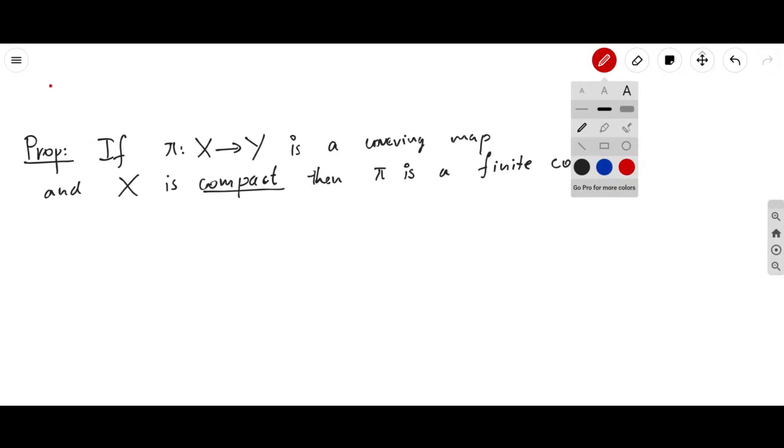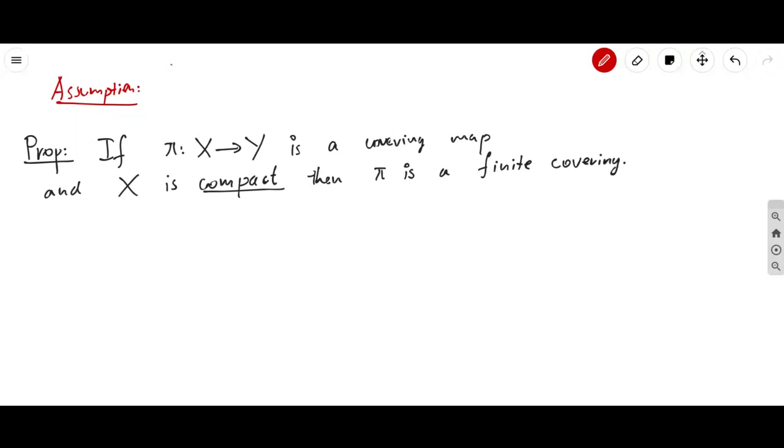Let me just say what the assumption here is, as we've said. We assume that spaces are path connected, locally path connected, and we said you can also assume that they're Hausdorff. In this proposition, we're going to use the Hausdorff assumption. I think we only need the Hausdorff assumption on X. But again, in practice, the spaces are going to be Hausdorff anyway.